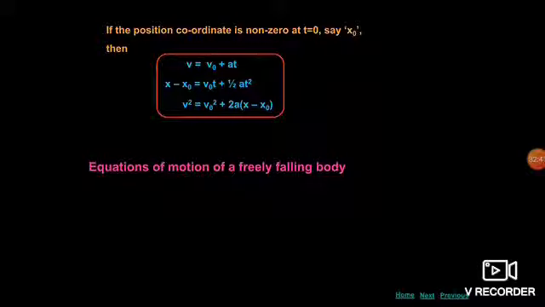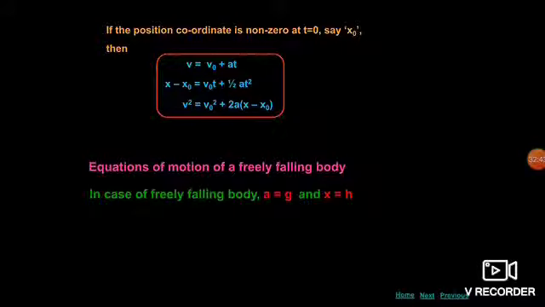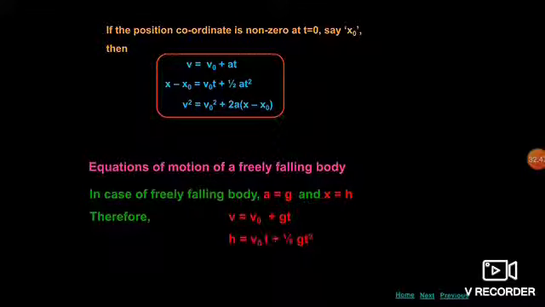Equations of motion of a freely falling body: we will take a is equal to g and x is equal to h. Therefore these three equations will be written in this form. The only difference is that in place of a we will use g, whereas in place of x we are using h. In the third equation, x minus x0, we have chosen h, whereas in the third equation of motion, V square is equal to V0 square plus 2a(x minus x0), we have chosen h.